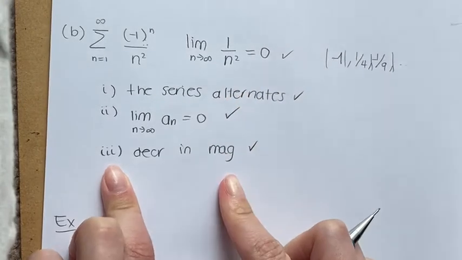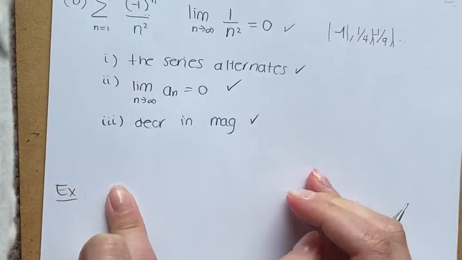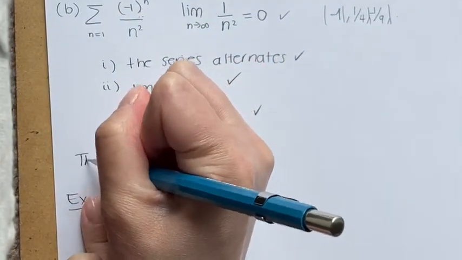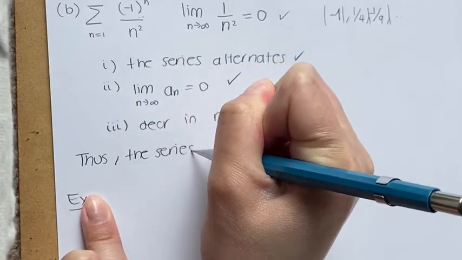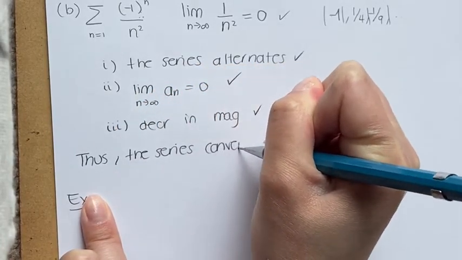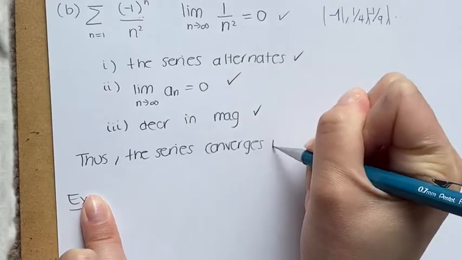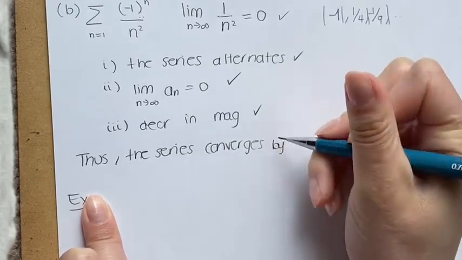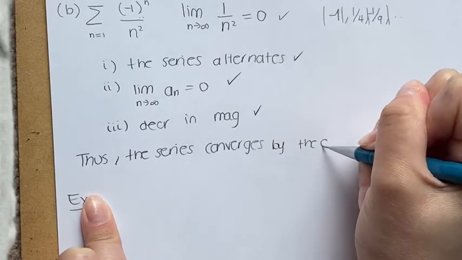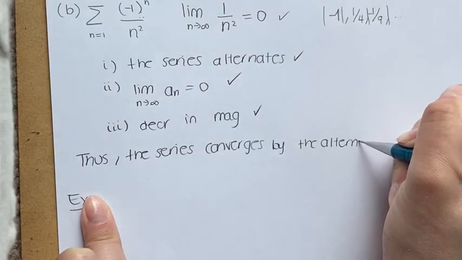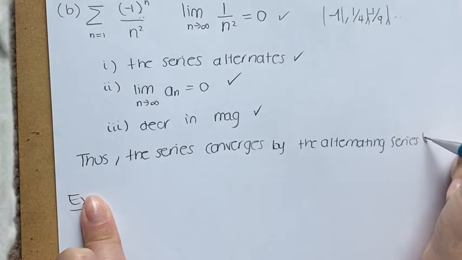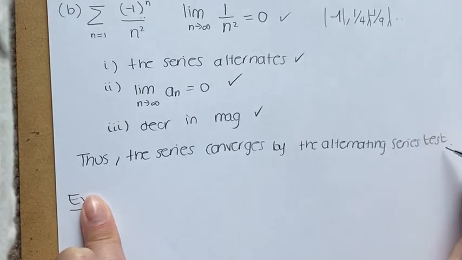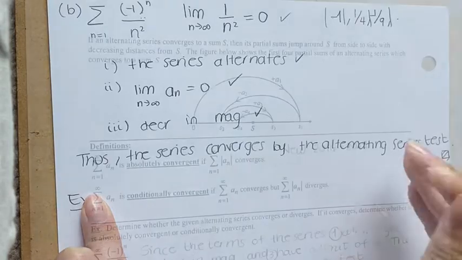So since we are meeting the 3 conditions, what can you conclude? Okay, thus the series converges by the alternating series test. And that's it. Okay? Are we okay with that?